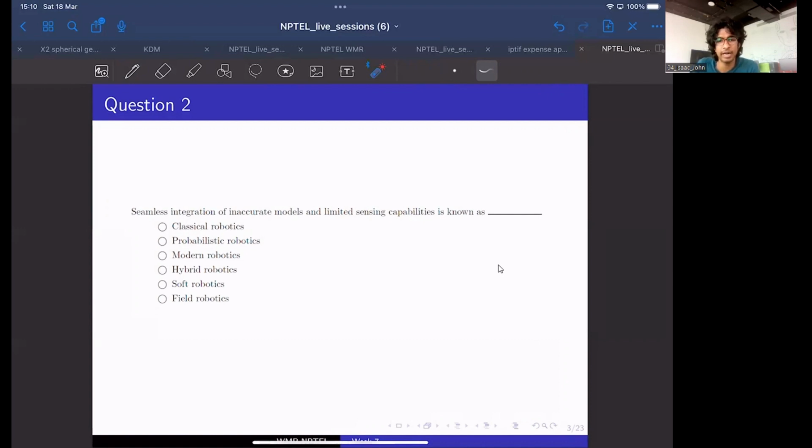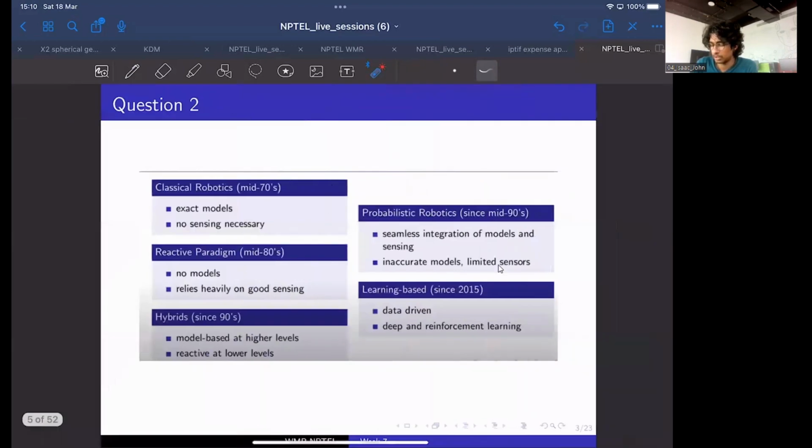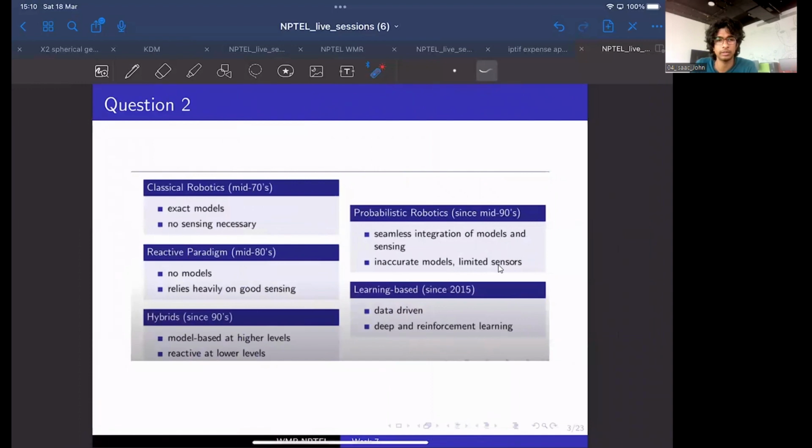So if I recall a slide from the lectures from Dr. Shantakumar, I hope you can recall the slide. These are basically from the introductory slides from week 7 courses. When we discuss the trends of robotics during various decades, we have discussed classical robotics, the reactive paradigm, hybrid paradigms, probabilistic robotics, and also learning-based robotics. So the answer is right here, right?